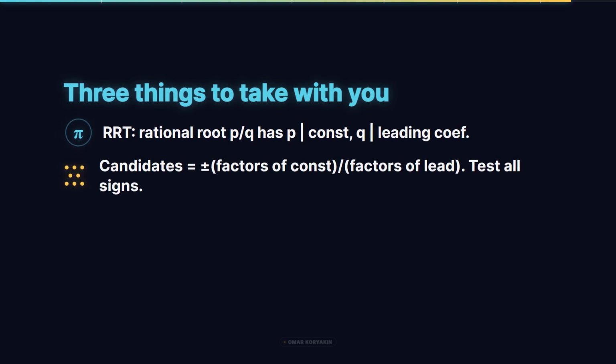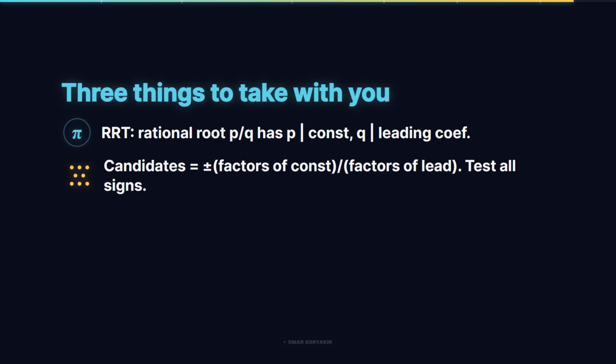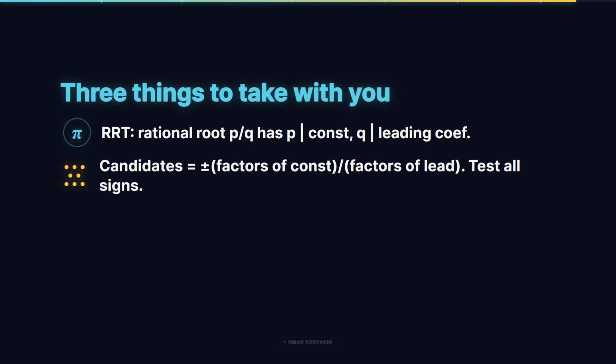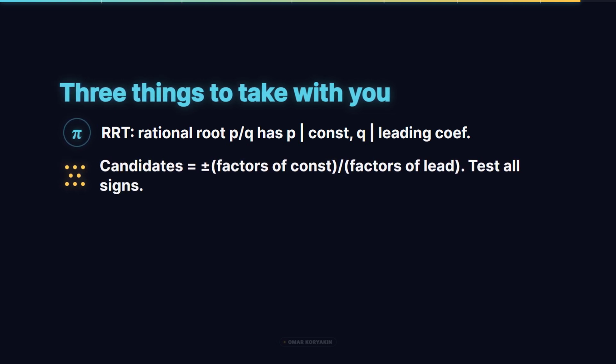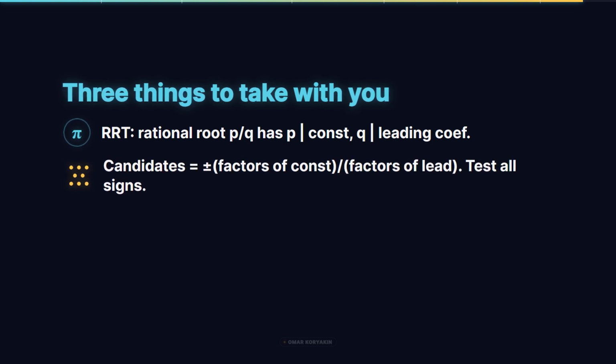Second, to build the candidate list, enumerate the positive integer factors of the constant term as p-values, the positive integer factors of the leading coefficient as q-values, and form ±p/q for every pair. Reduce duplicates and simplify. The candidate list is finite and contains every possible rational root. Test every candidate including both signs, skipping signs misses valid roots.